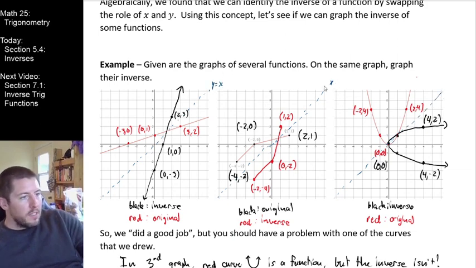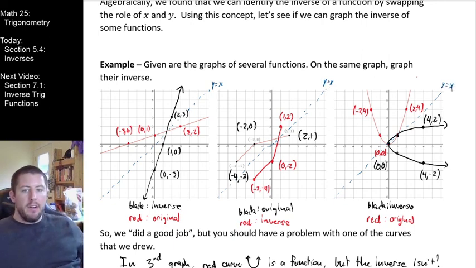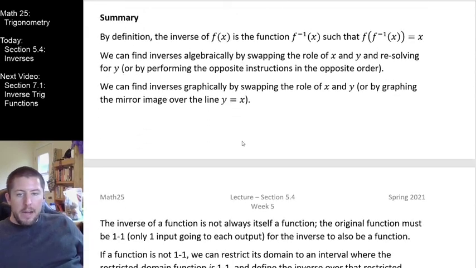Every inverse is always a mirror image over the line y equals x right there. So that's your mirror line right there in every case. Right? So back to our summary here.